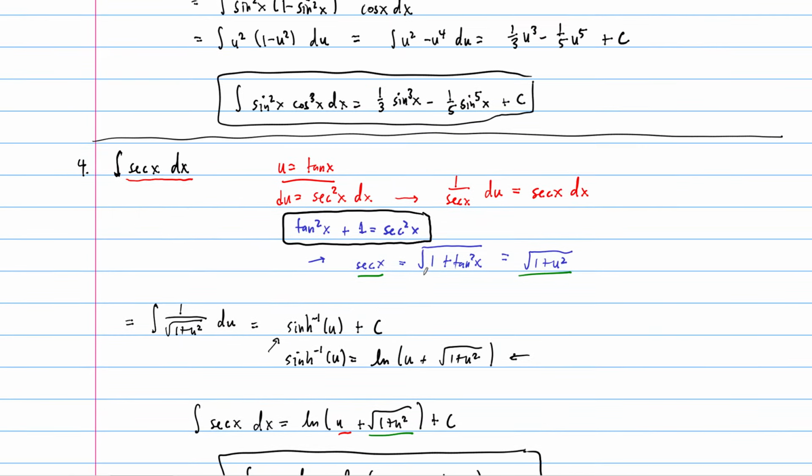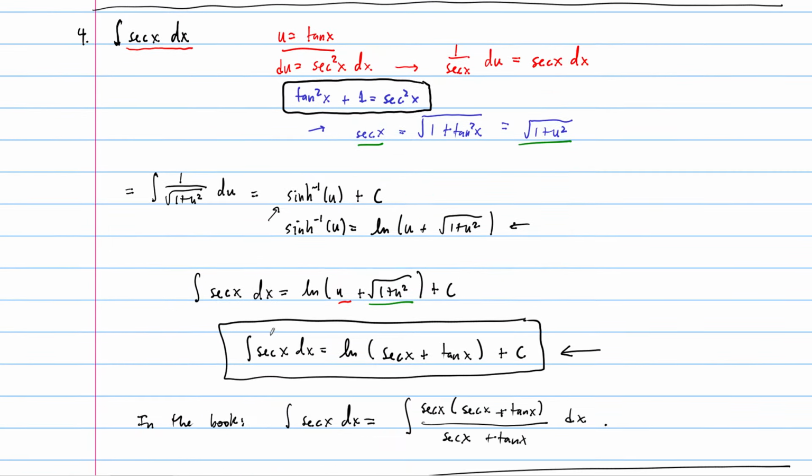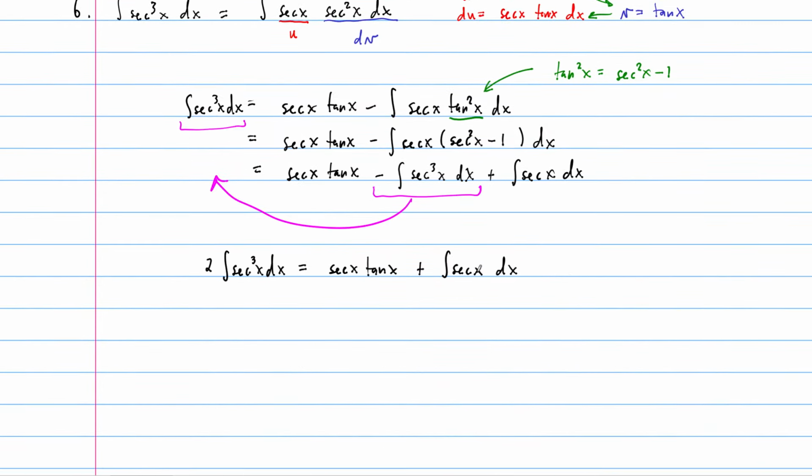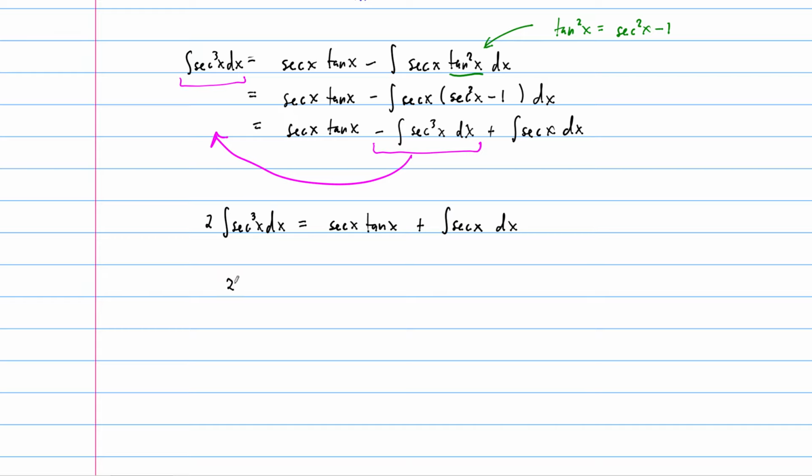So the integral of secant is this one, right? The natural log of secant x plus tangent x. So that's going to go there. And so now we've got that twice the integral that we want is equal to secant x tangent x plus the natural log of secant x plus tangent x, and then plus c, but we need to deal with this 2, right?